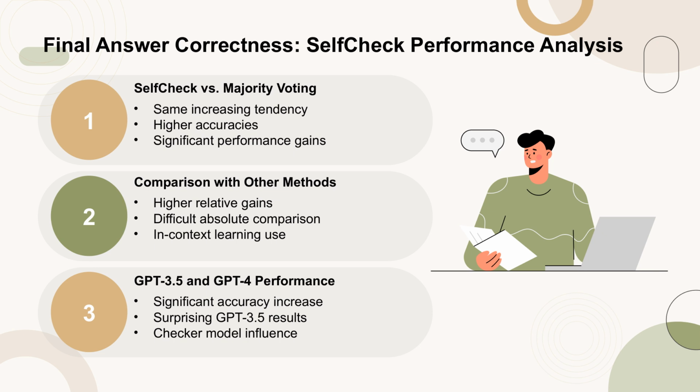Experiments with GPT 3.5 and GPT 4 reveal that SelfCheck significantly increases accuracy, with GPT 3.5 often performing well as a checker even against GPT 4 generated answers, indicating that using different LLMs can help reduce correlated errors.